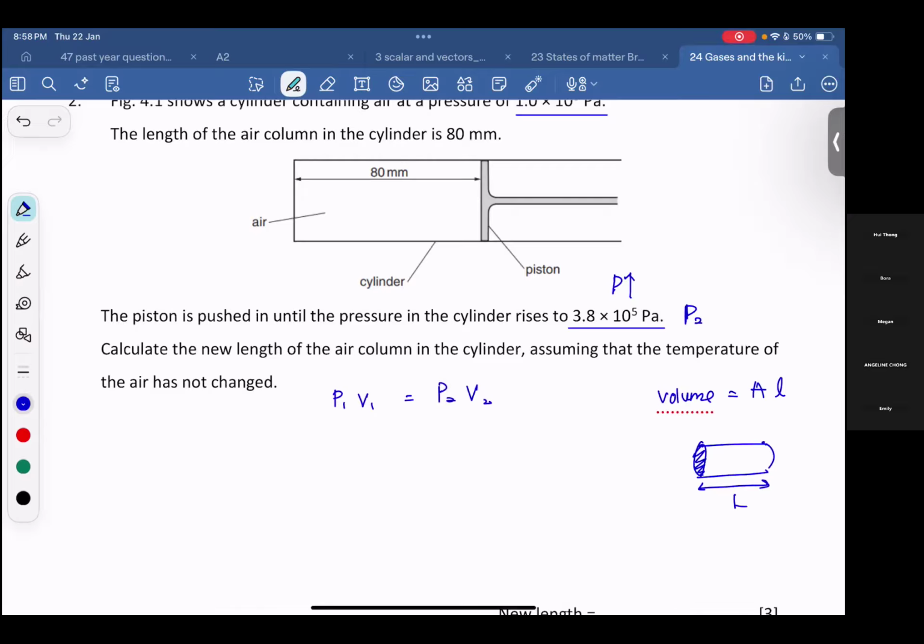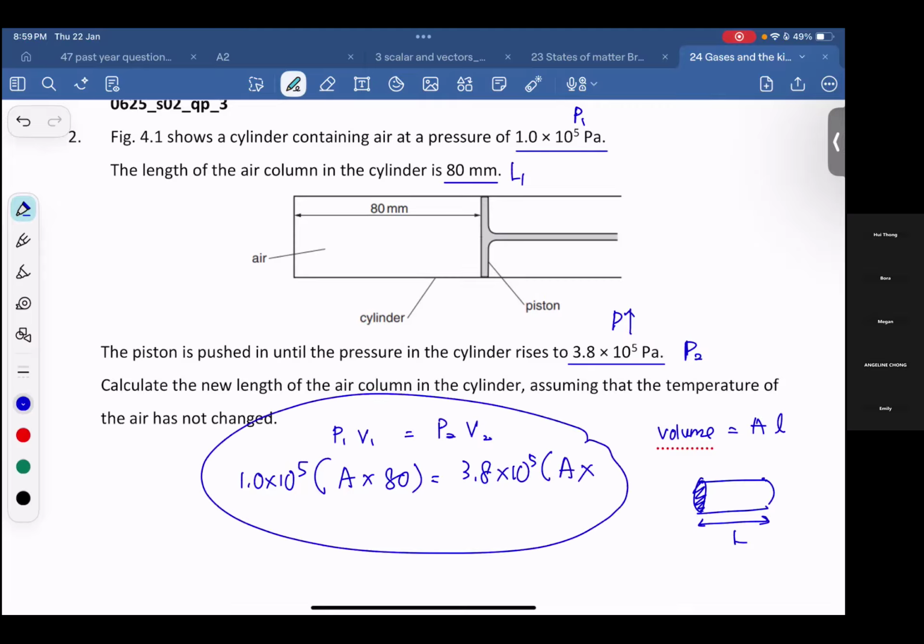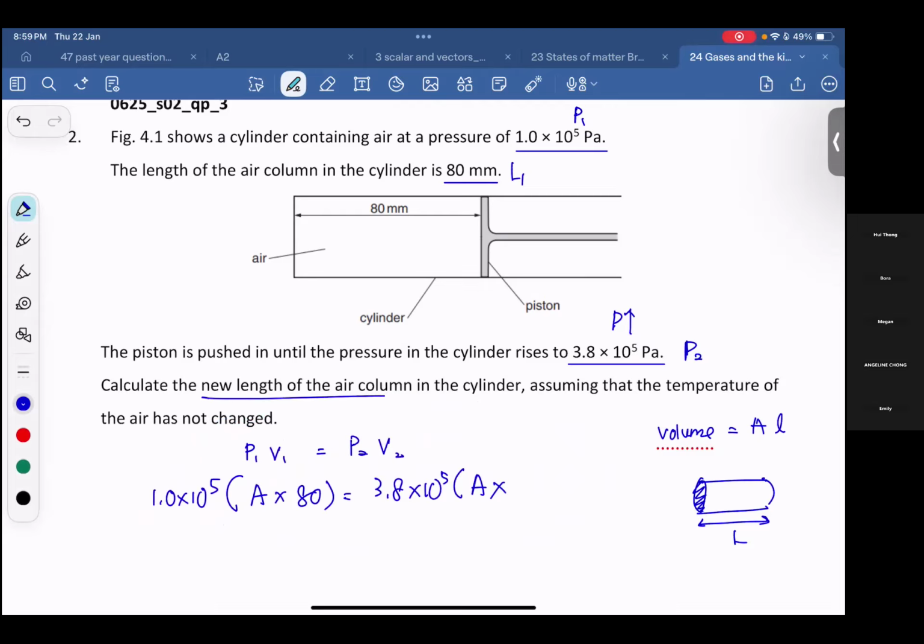Am I right? Okay, so here, this is number 2, pressure 2. This one is 3.8 times 10 power 5. Volume 1, initial volume, is area times the length. What is the initial length? Initial length, this one, 80 mm. So 80 mm. Area times the length, okay? Equals 1.0 times 10 power 5 times volume 2. Volume 2 is area times the length. What is your new length? Just now they're asking you, what is your new length? L2. So we don't know. We are going to calculate.